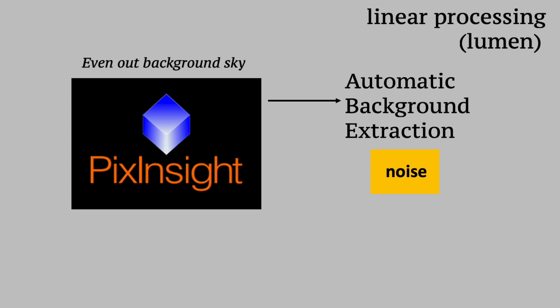Once the background sky is even, it's a lot easier to deal with the background sky as a whole, rather than having to deal with it in little sections that are not consistent with one another. So we want to get the background sky consistent.